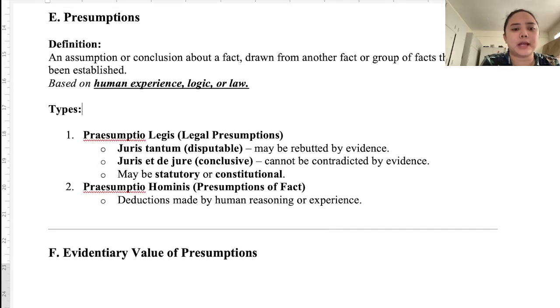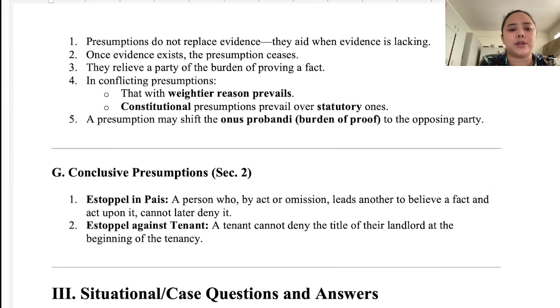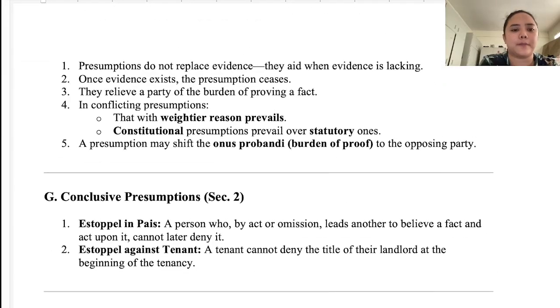The types of presumption, class: we have your legal presumption, presumptio juris, and the presumption of fact, which is presumptio hominis. Again, we will be discussing further ang mga disputable presumptions sa next nga module. Juris tantum, it may be rebutted by evidence. Juris et de jure or conclusive, hindi na siya makontradict sang evidence. May be statutory or constitutional. Presumption hominis or presumption of fact, deductions made by human reasoning or experience.